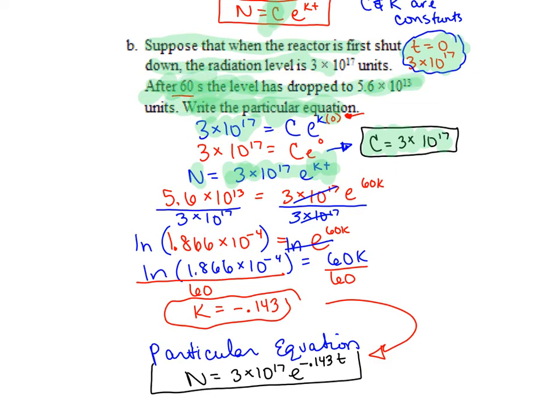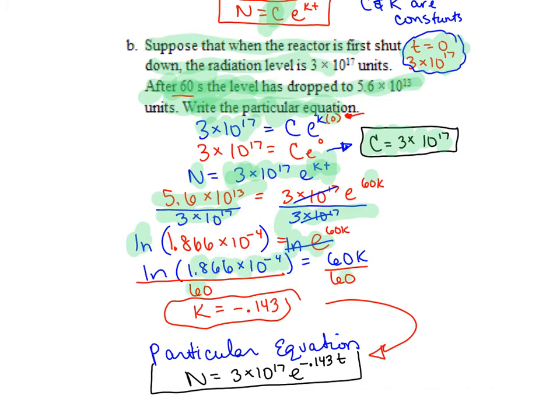When you highlight it several times, it becomes like super green. Alrighty, so let's plug in that information. 5.6 times 10 to the 13, and then we plug in 60 seconds for time. Going through the steps, we're going to divide both sides by 3 times 10 to the 17. And then in order to cancel out the e, we're going to natural log both sides. Now we have 60k, because that's canceled. And on the left side, we have natural log of this very small number.